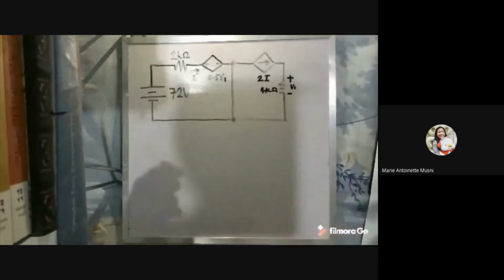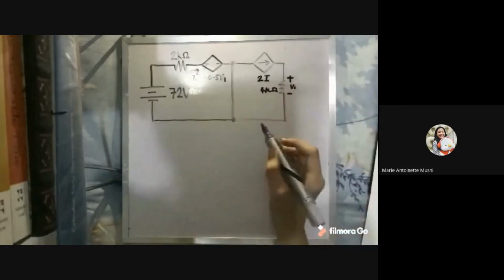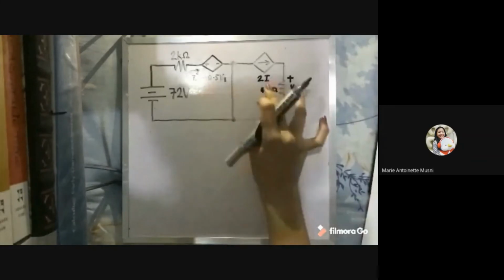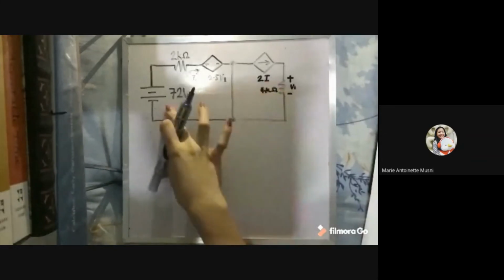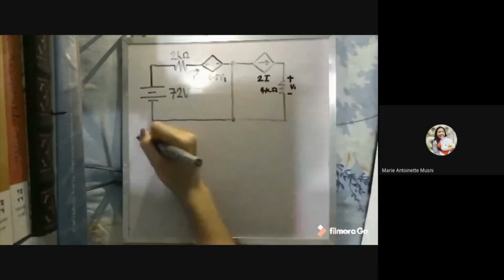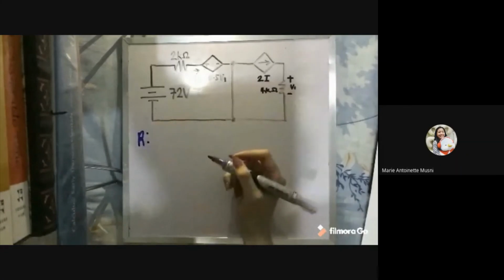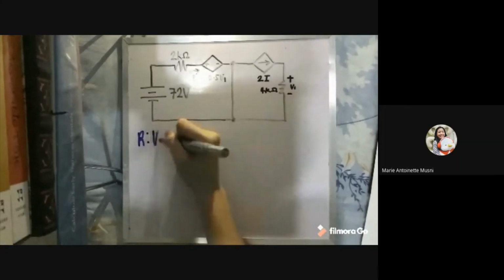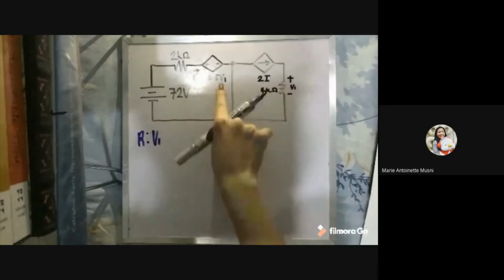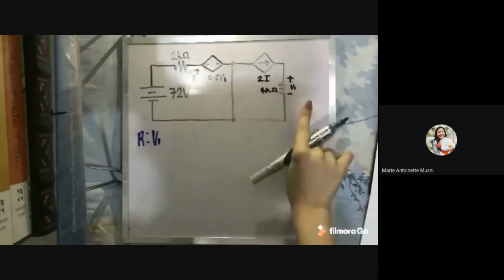Good day everyone. In this problem, we're given a circuit with two dependent sources, a battery voltage, and two resistors. We are asked to find the required value for this problem, V1. And we can see that variable V sub 1 is in these two components.